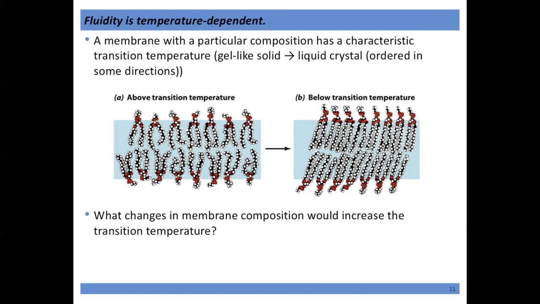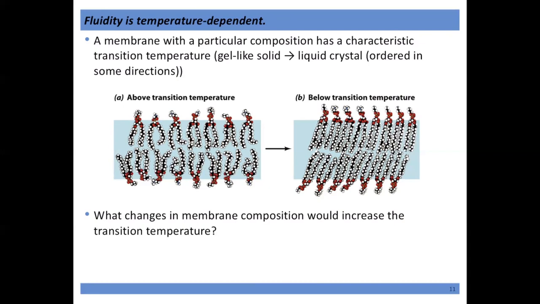So we control the composition of our membranes very precisely to maximize fluidity. We don't want too much fluidity. We do want some organization. We do want those tails to stay together, but we definitely don't want them to transition into a solid state.